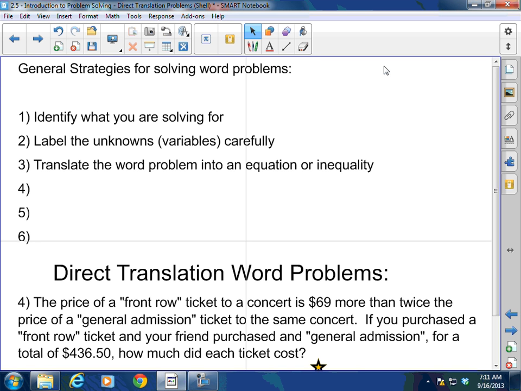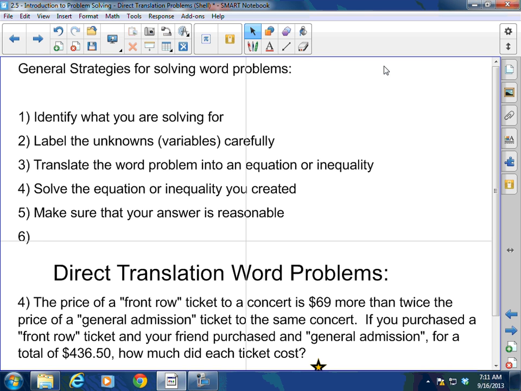Translate the word problems into an equation or inequality. Use your translation skills to turn that word problem into an equation or inequality. Solve the equation or inequality you created. You know how to do this already. You guys know how to solve equations, so solve it.